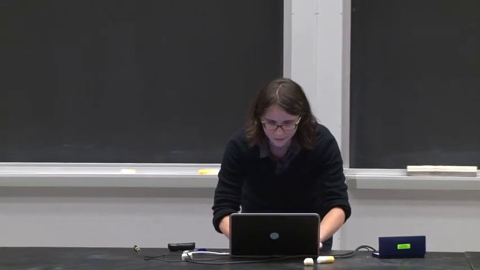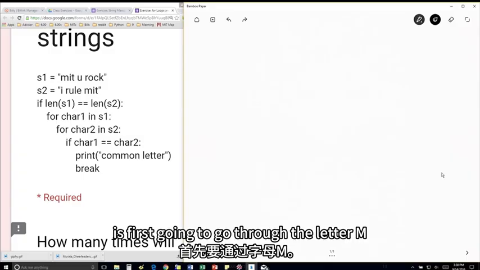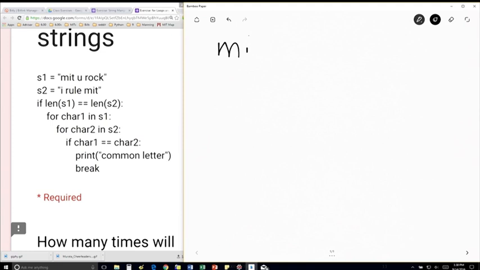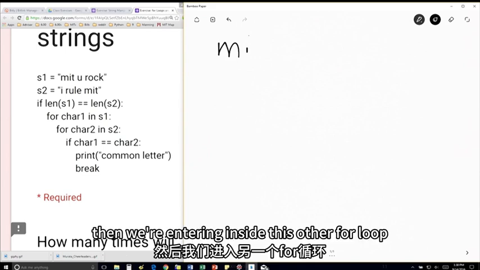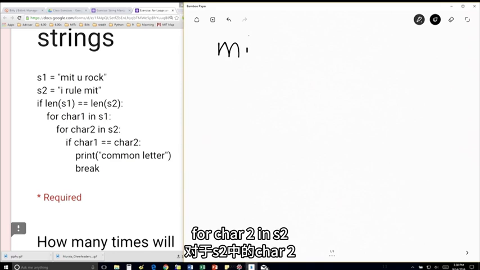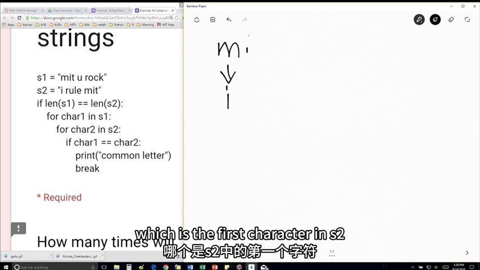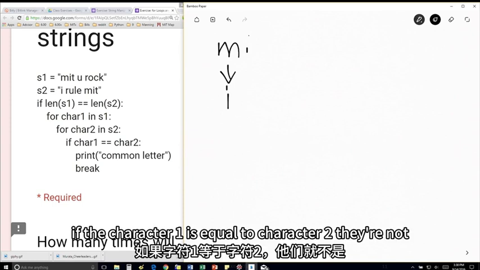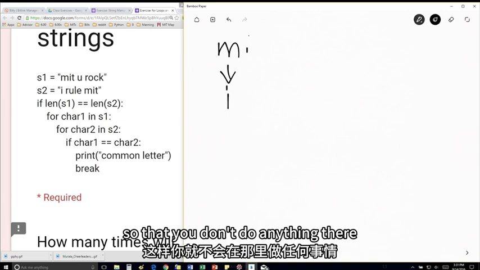So let's see. The outer for loop is first going to go through the letter M. OK, so first it's going to look at M, right? For char in S1. The first character in S1 is an M. Then we're entering inside this other for loop, for char 2 in S2. So I'm going to say, for this M, I'm going to look at I, which is the first character in S2. If the character 1 is equal to character 2, they're not. Don't do anything. Keep going to the next character in S2.